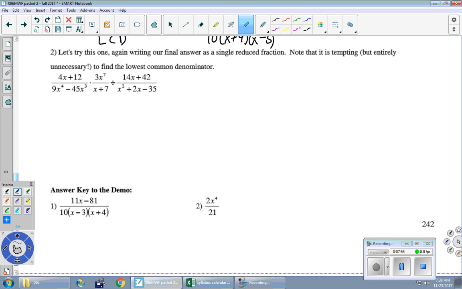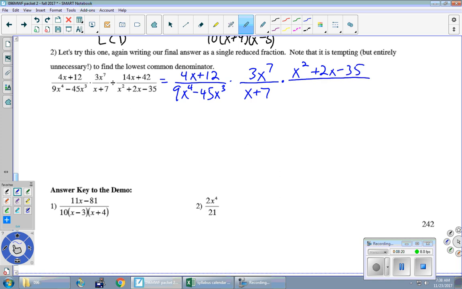So the first step, when I see division anyway, is to copy the first thing and change division to multiplication and flip the second thing. So that's what we're going to do. So copy that thing. This 3x to the 7, I'm thinking of that as my first thing in the division problem. Division becomes multiplication, and then you flip the thing after the division sign. So this first step is just lots of copying. Okay, now that it's all multiplication, I'm happier.